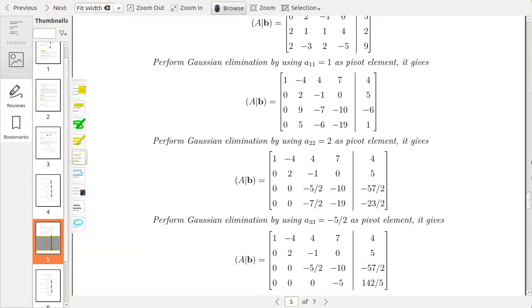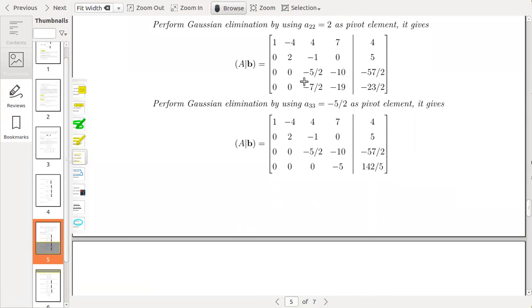And next, the third diagonal entry is -5 by 2. Okay, so we perform the operation. This -5 by 2 is again non-zero. So we perform the operation with the -5 by 2, and this -7 by 2 will be reduced to 0.